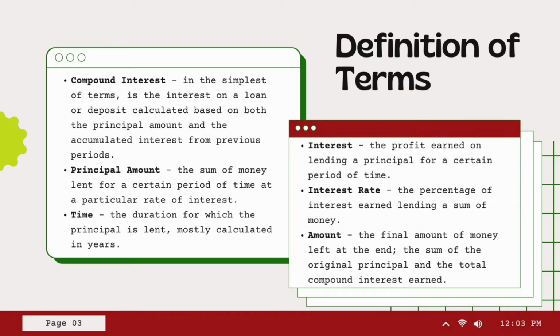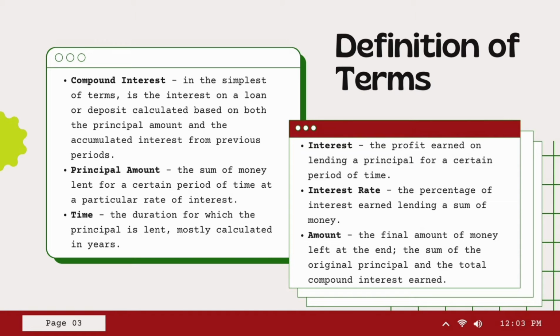Compound interest, in the simplest of terms, is the interest on a loan or deposit calculated based on both the principal amount and the accumulated interest from previous periods. Principal amount, the sum of money lent for a certain period of time at a particular rate of interest. Time, the duration for which the principal is lent, mostly calculated in years.